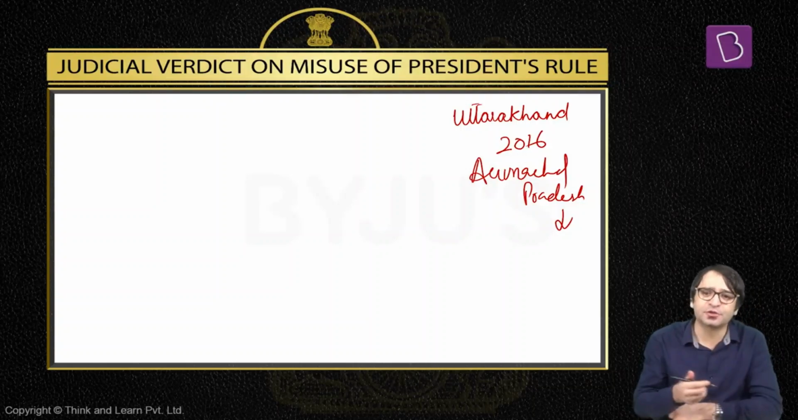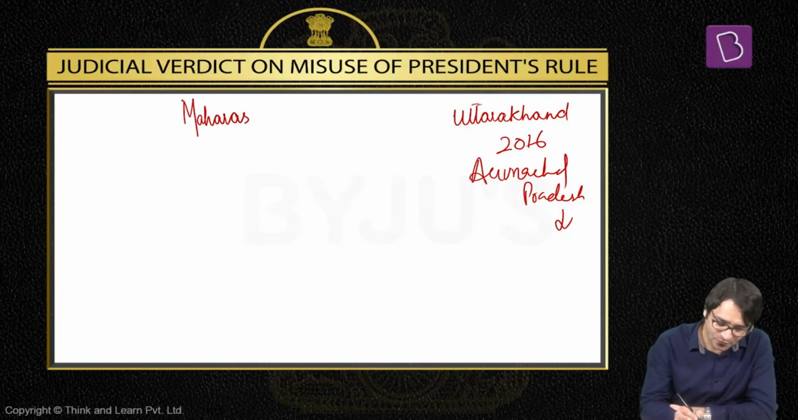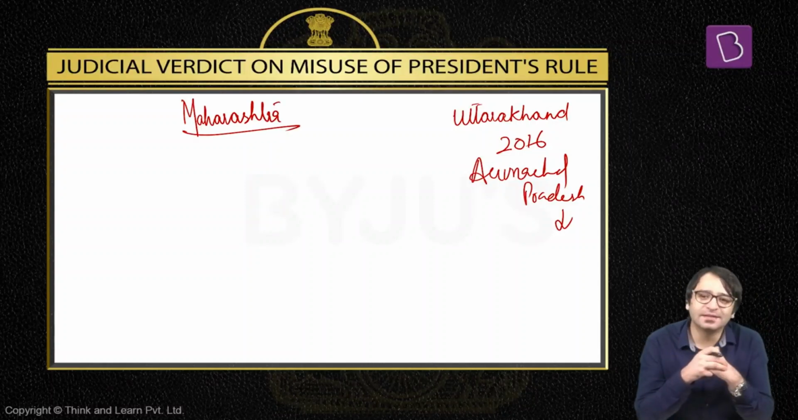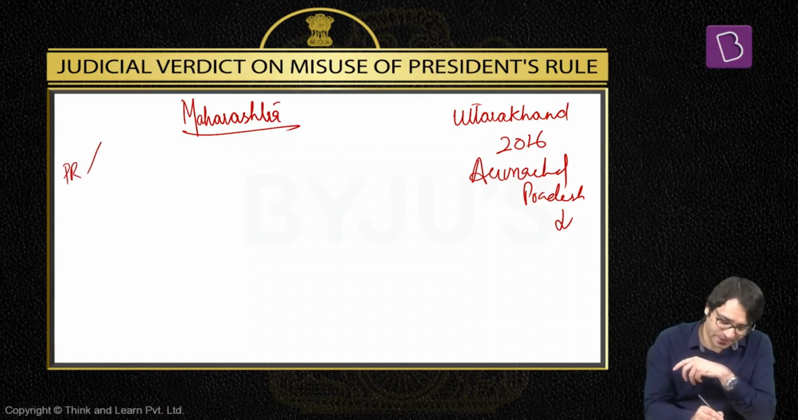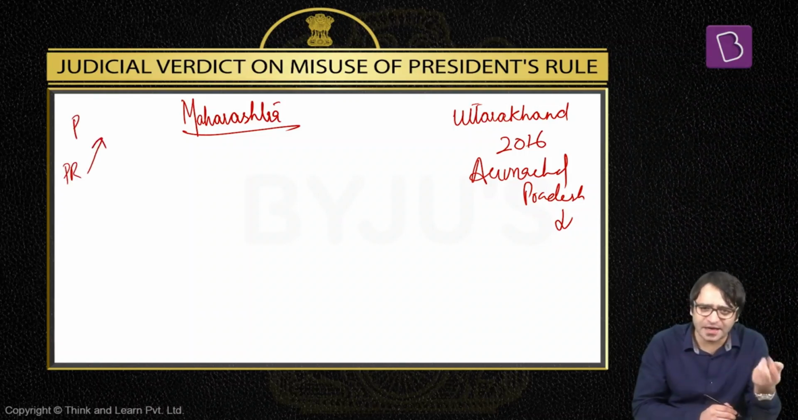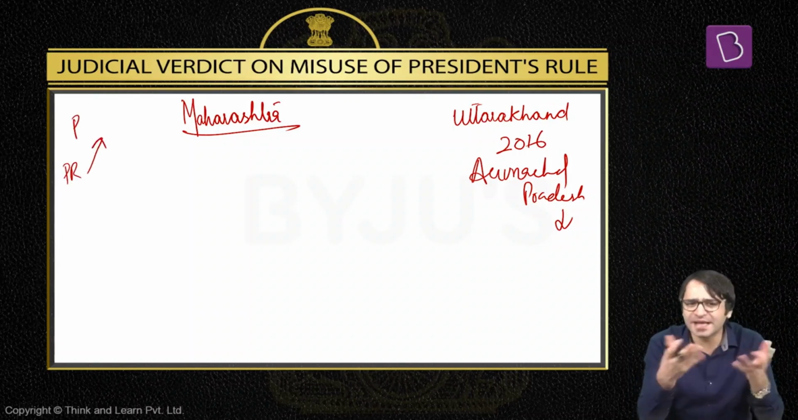Lastly, regarding this President's rule, we will go back to Maharashtra. Maharashtra, a curious case. Towards the end of 2019, the President's rule was revoked by the President. How? President's rule is imposed by the President, and I told you, on the advice of the Cabinet headed by the Prime Minister. Can the President's rule be revoked by the President? Yes, on the basis of the advice of the Cabinet.